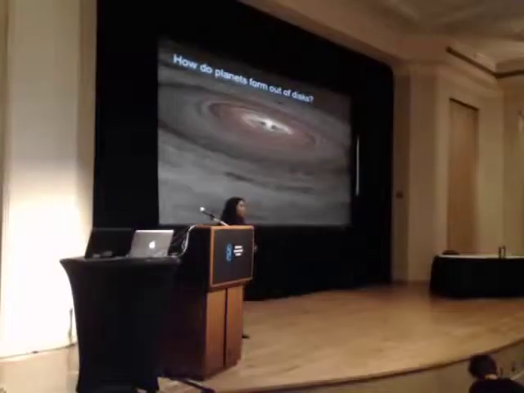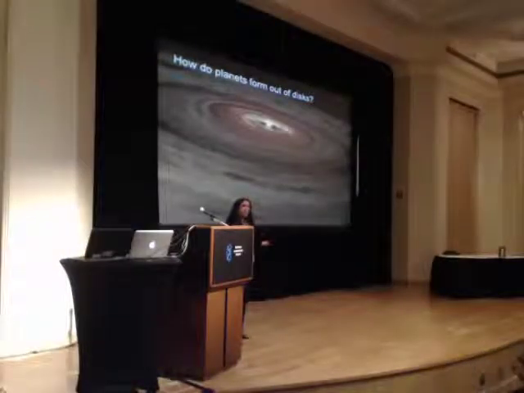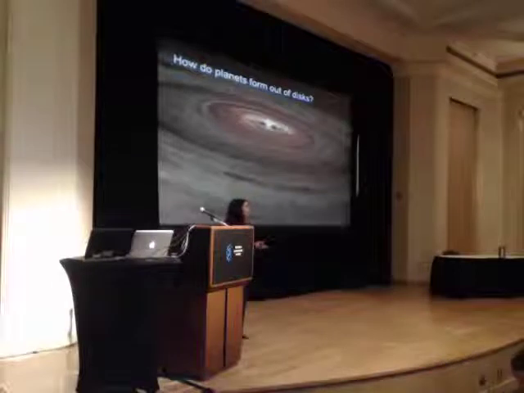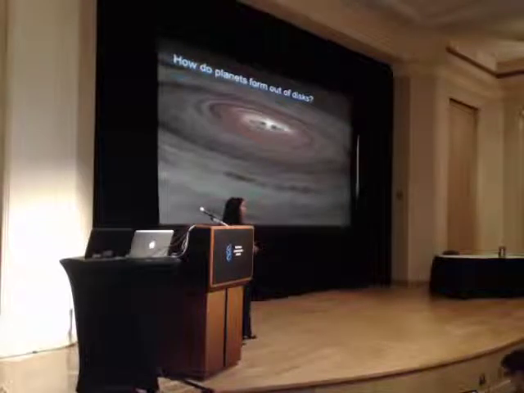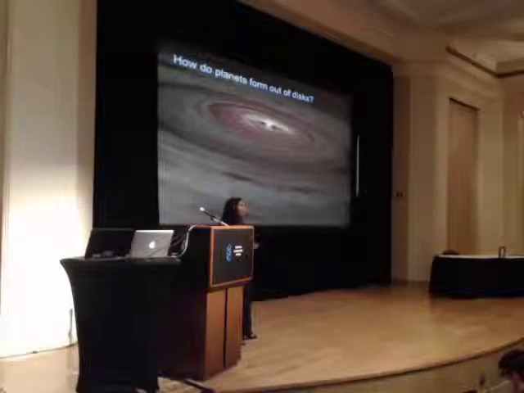So the work that I'll be showing you is related to one of the fundamental questions in astronomy, which is how do planets form? And particularly, how do they form out of disks? So we know that most stars, if not all, were once surrounded by protoplanetary disks, and planets form out of these disks. But what are the details of that process?